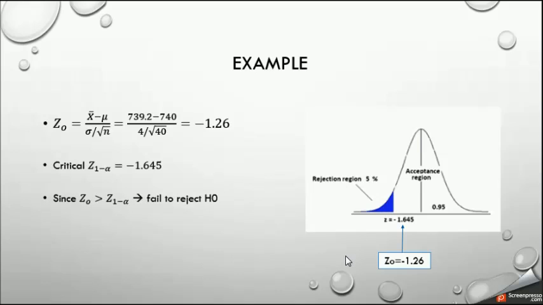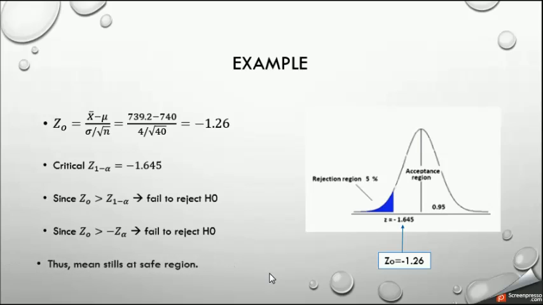Because z0 is larger than z of 1 minus alpha, we fail to reject the null. Or we say that z0 is larger than minus z alpha, and also we fail to reject the null. In fact, minus z alpha is the same as z of 1 minus alpha, because the normal distribution is even and symmetric around 0 for the standard normal distribution.